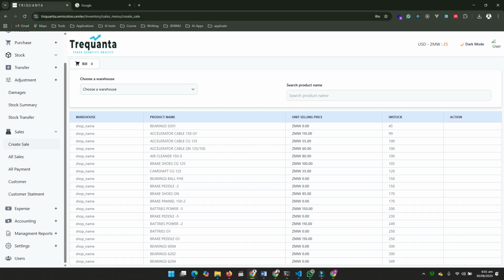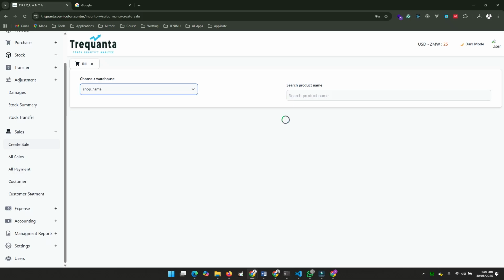How can you sell? As we said, you can sell from different shops or different warehouses. Now we have created only one shop, but you can still create more, and we'll talk about that in the next video, where we're going to talk more about stock, how it moves and how you can do more. So when you choose this, this is what we're going to get.